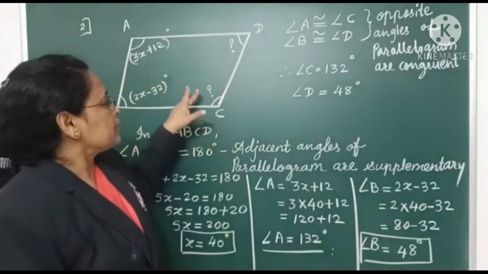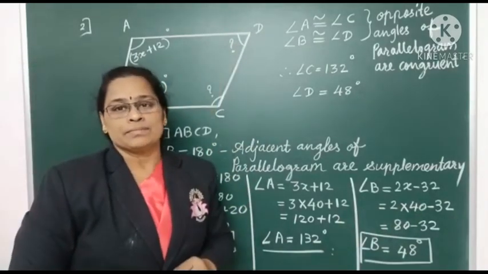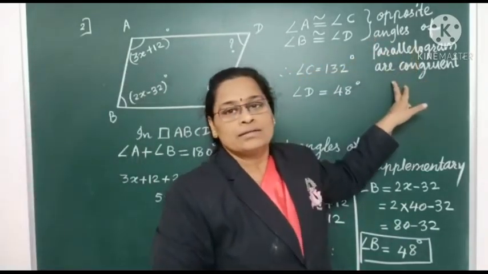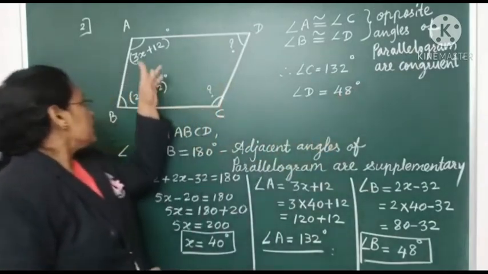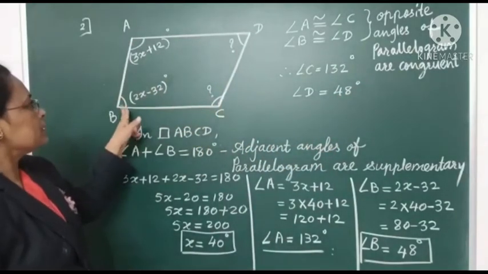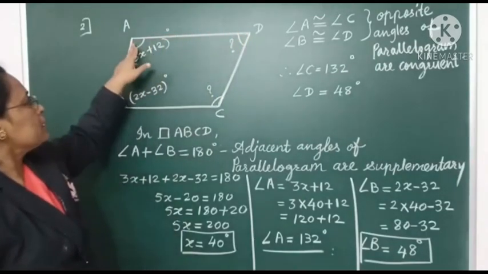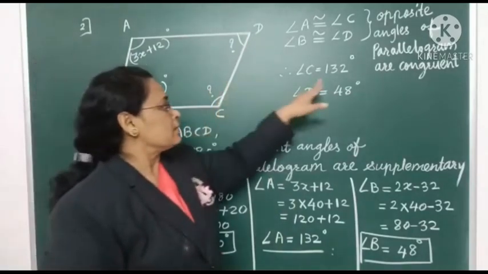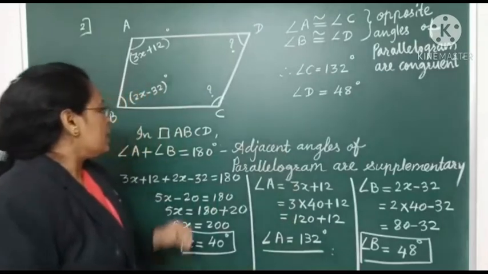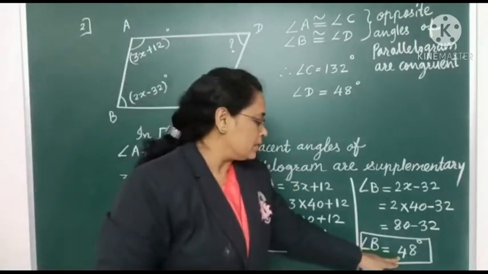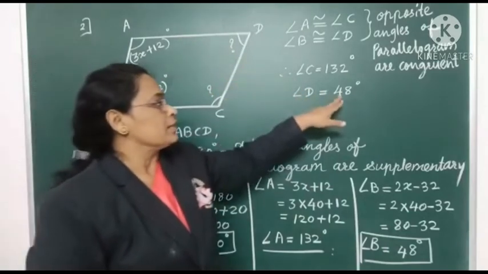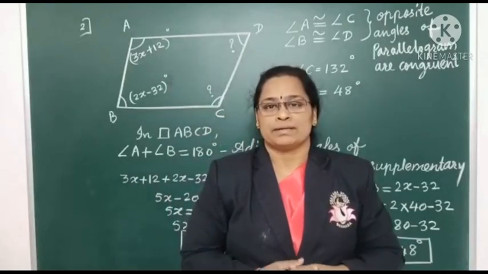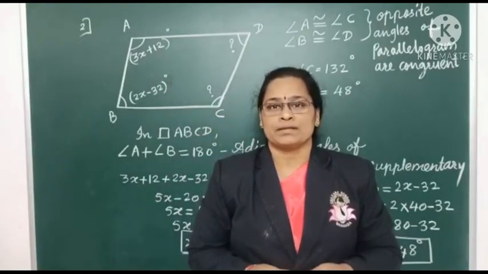Now we are asked to find angle C and angle D. To find the measures, again we use the property of a parallelogram: opposite angles are congruent. So in this quadrilateral, angle A is congruent to angle C, and angle B is congruent to angle D. If angle A is 132 degrees, angle C is also 132 degrees. Angle B is 48 degrees, so angle D is also 48 degrees. In this way, by making use of the properties of the parallelogram, we can solve the examples. The rest of the examples we'll see in the next video.